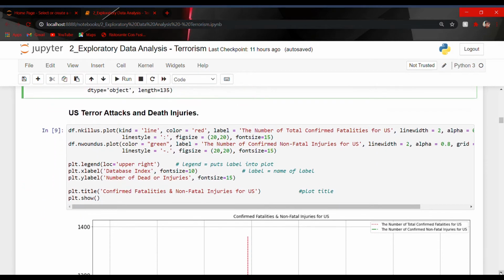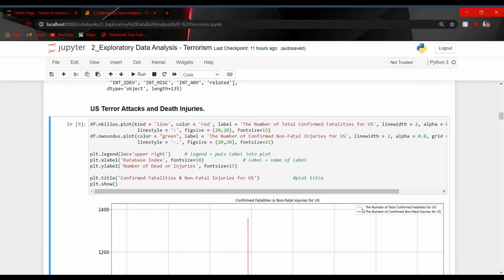Now let us see US terror attacks on the basis of the number of total confirmed fatalities for the US and the number of confirmed non-fatal injuries for the US. What does fatal mean? That means the injury leading to death. In this graph which we are going to see now, we will see how many people died due to a terrorist attack and how many got seriously injured. So let us see it.